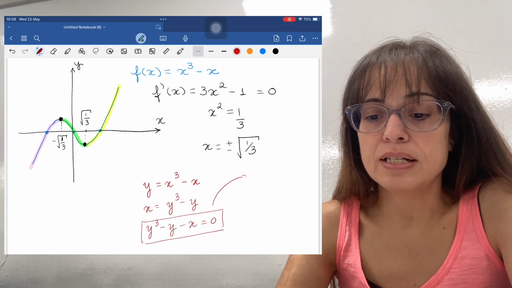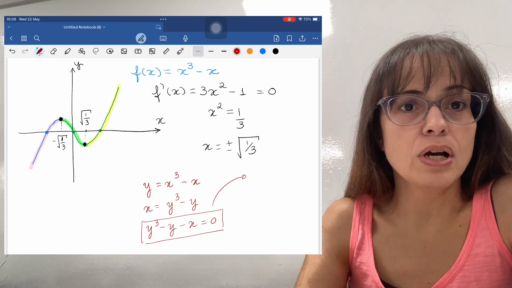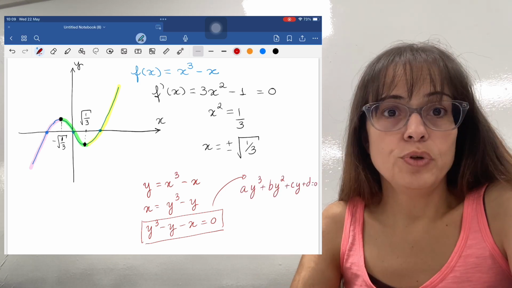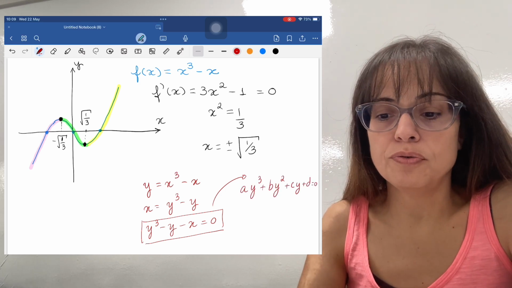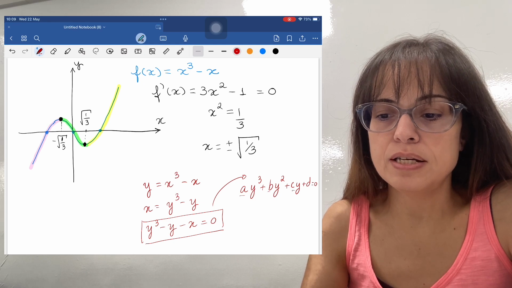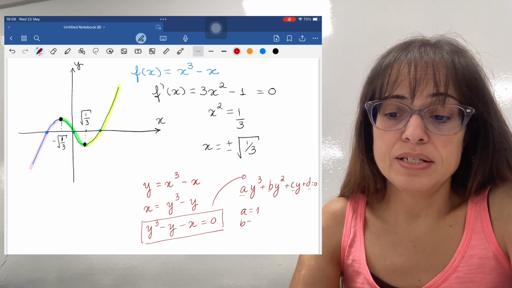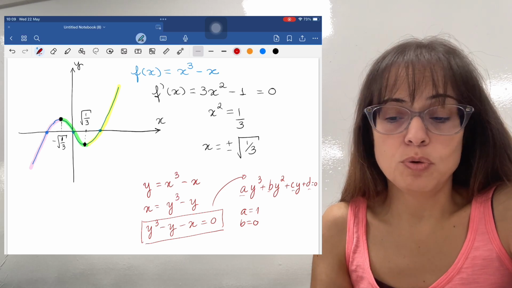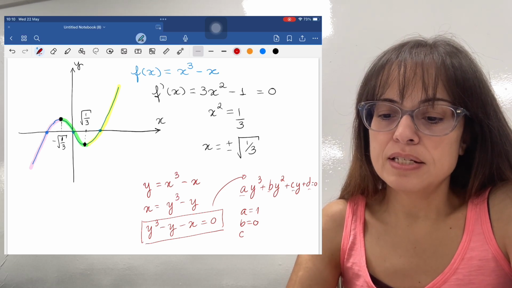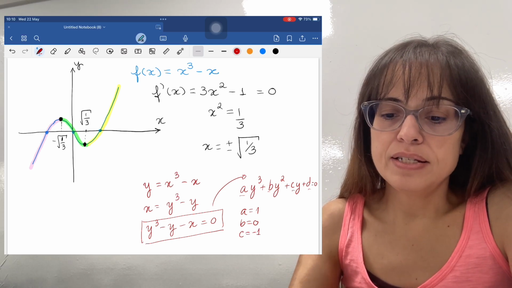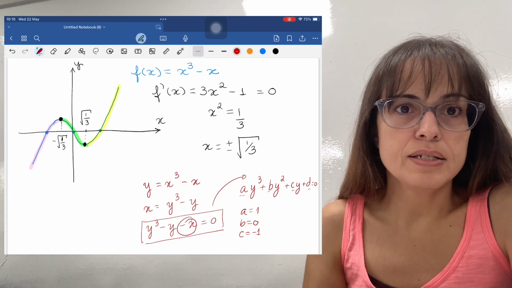It is an example of a more general kind of cubic equation in which you could have all four of the coefficients, a, b, c, and d. But in our example, a is 1, b is 0 because we don't have a term in y squared, c is -1, and d is this minus x here.